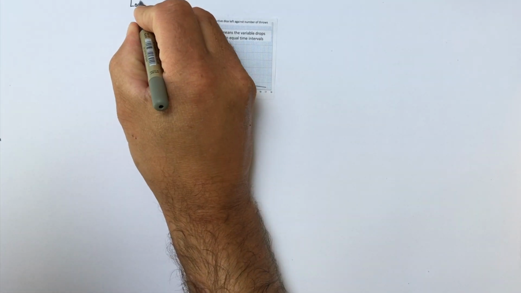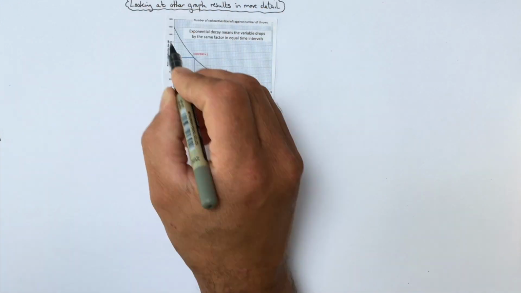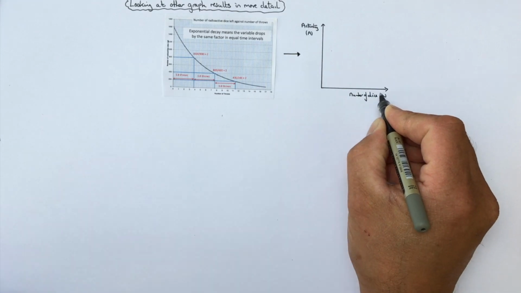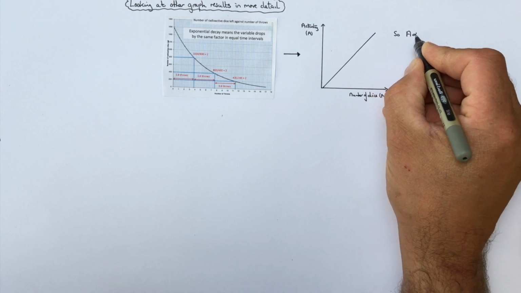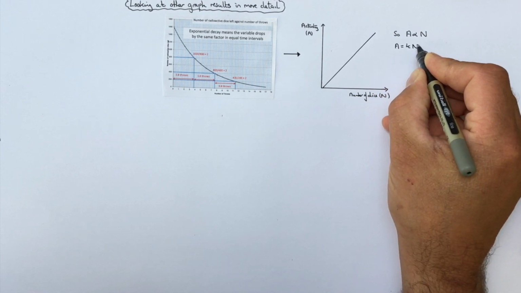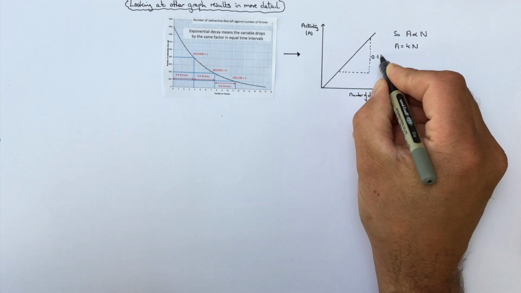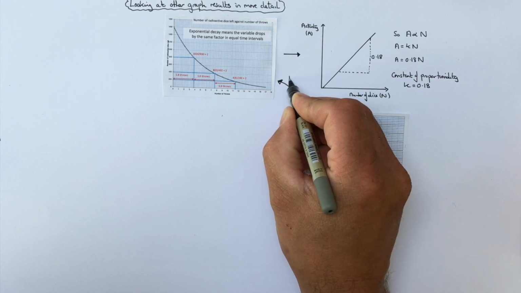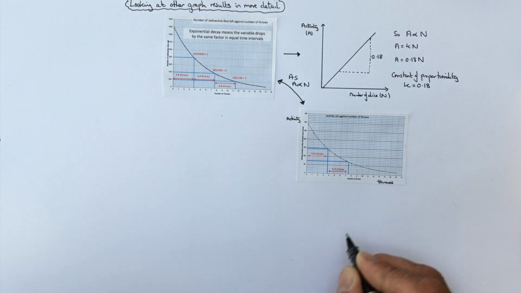So let's now look at our graph results in more detail and more mathematical modelling of exponential decay. Just as a reminder, plotting a graph of activity against the number of dice gave us a directly proportional relationship. So activity was proportional to n, so A is equal to Kn, where K is the gradient of the graph, which was 0.18 for our dice experiment. So the constant of proportionality for the relationship is 0.18. Because activity is directly proportional to the number of throws, then if we plot the activity against the number of throws, we get exactly the same relationship.